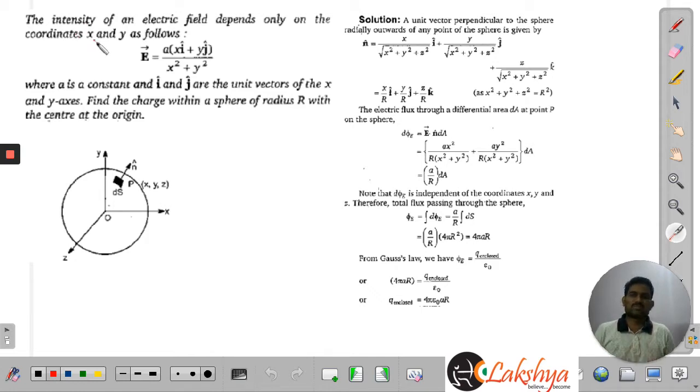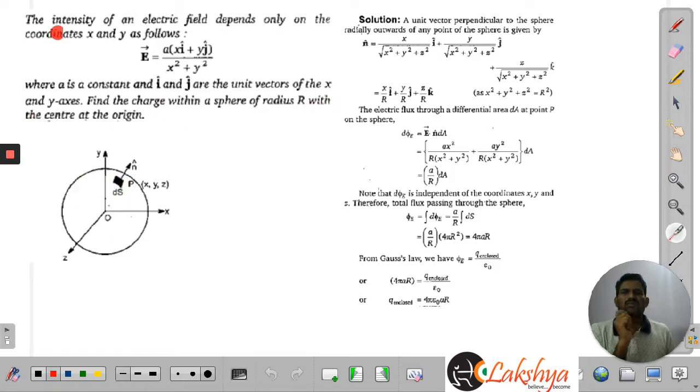Now that means previously we discussed almost all the problems will be in the form of a cube. Now these are spherical surfaces. See this: the intensity of electric field depends on the coordinates x, y as follows. E bar is equal to a(x i cap plus y j cap) by (x square plus y square), where a is a constant and i cap and j cap are the unit vectors of the x and y axis. Find the charge within the sphere of radius r with the center at the origin.